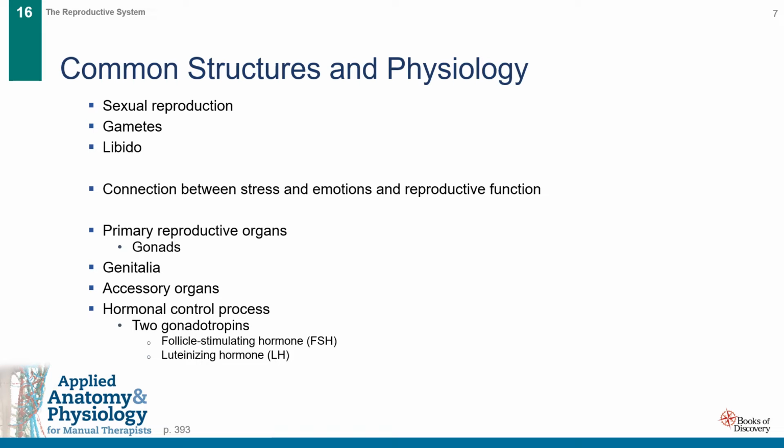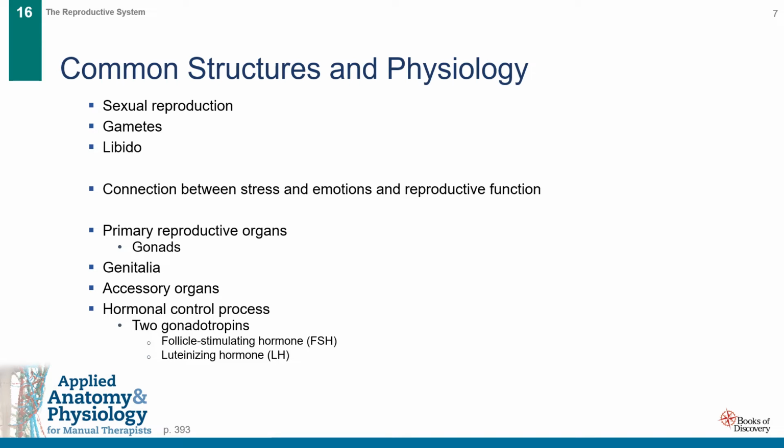Let's begin our lecture today by considering the common structures and physiology of the reproductive systems. Like all living organisms, humans possess a biological need to reproduce. In humans, this need is driven by specific hormonal changes. Sexual reproduction is the process in which one male sex cell and one female sex cell join. The sex cells from each parent, called gametes, carry half the genetic code for an offspring. When joined, a complete, unique DNA blueprint is formed.